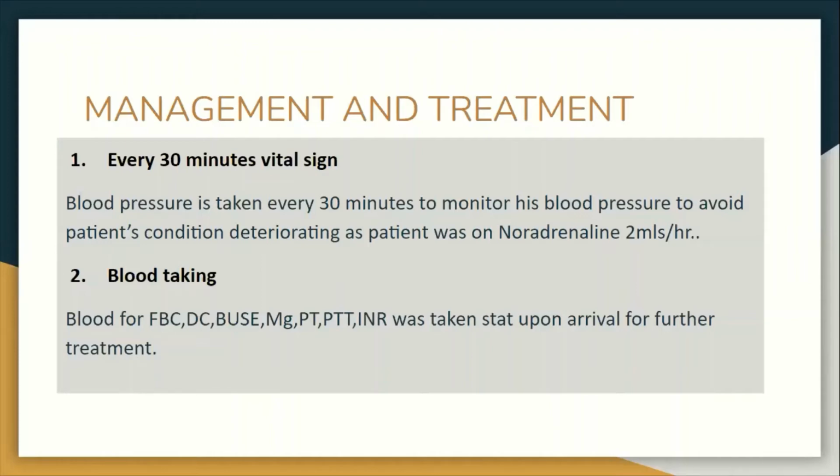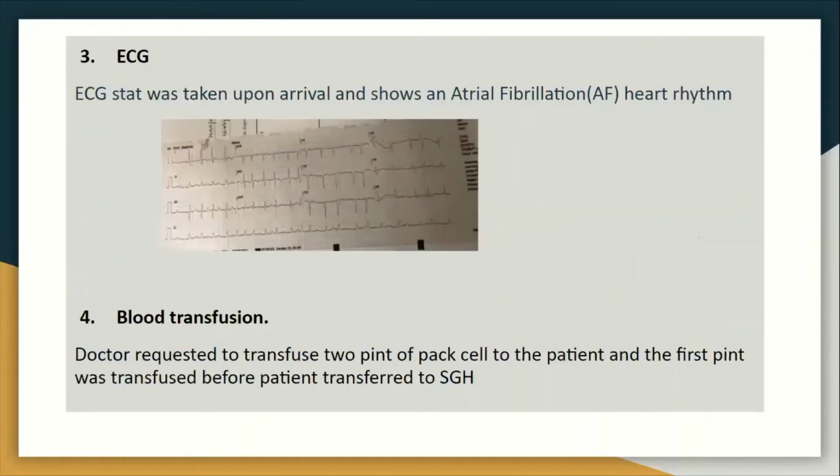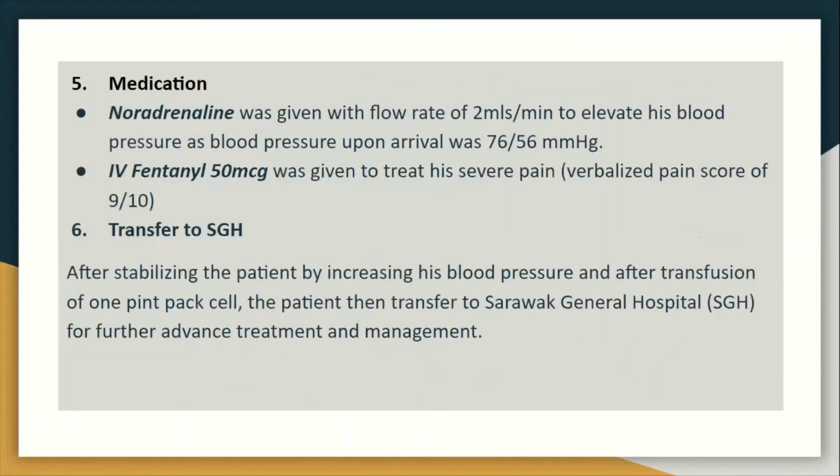Second, blood taking. Blood for FBC, TC, PUS, magnesium, PT, PTT, INR was taken stat upon arrival for further treatment. Third, ECG. ECG stat was taken upon arrival and shows an atrial fibrillation heart rhythm. Fourth, blood transfusion. The doctor requested to transfuse 2 pints of packed cell to the patient, and the first pint was transfused before the patient was transferred to SGH.